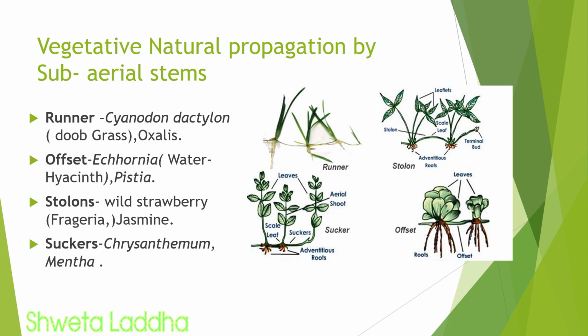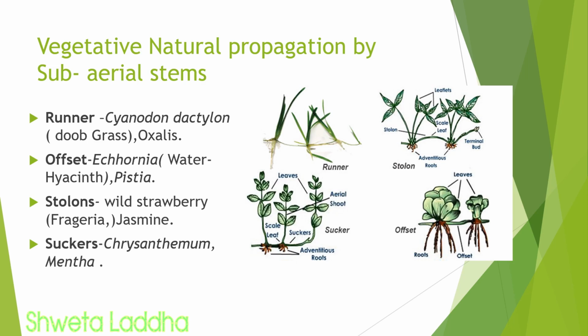The third type is stolons. Stolons are found in wild strawberry, that is also called Fragaria, or Jasminum, or jasmine. In the case of stolon, one of the aerial stems, sub-aerial, we cannot say it is aerial, but it is a sub-aerial stem. It slightly grows above the ground and again comes down after 2 to 3 nodes. When it touches the ground, the node produces a root and shoot system.